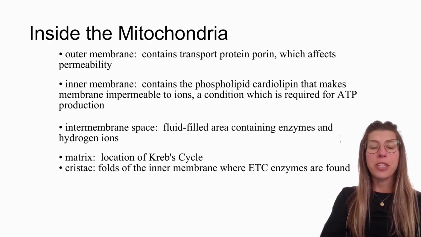The intermembrane space is the space between the outermost capsule of the mitochondria, the outer membrane, and the inner folds. This is the fluid-filled area that has enzymes and hydrogen ions. Then the matrix within the cristae is actually the location of the Krebs cycle. And the cristae are the folds of the inner membrane, specifically where the electron transport chain enzymes are found for that final stage 4 of cellular respiration.